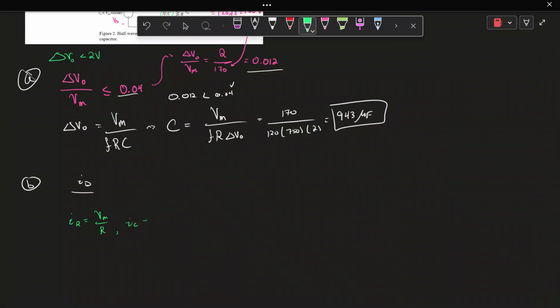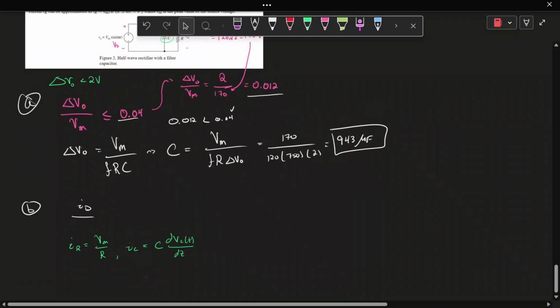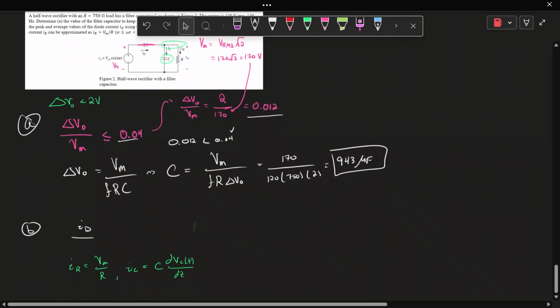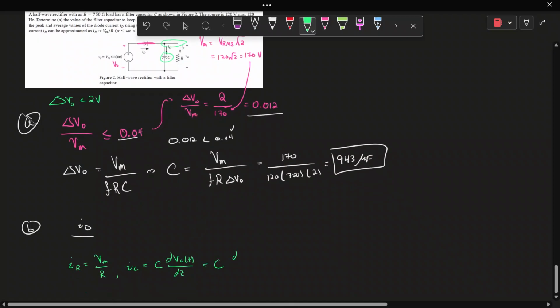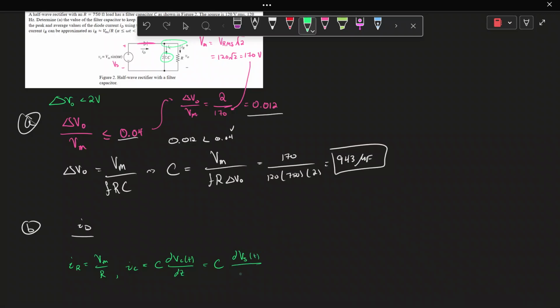And IC, if we use the relationship between voltage and current for capacitors, IC is equal to C times dVc(t) divided by dt. Take the derivative of voltage with respect to time times the capacitance. We know C, 943 microfarads, and we know Vc(t) is actually Vs, right? The voltage across the capacitor is Vs. So this is C times the derivative of Vs(t) divided by dt. In our case, that shouldn't be too bad.